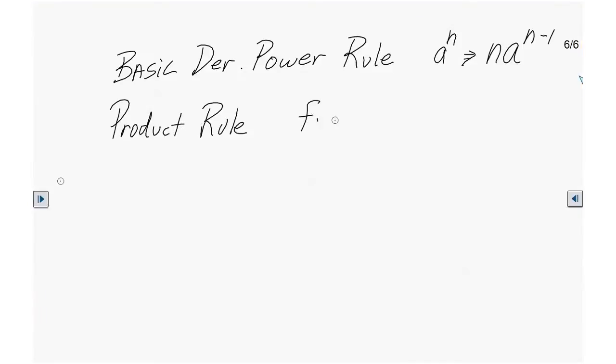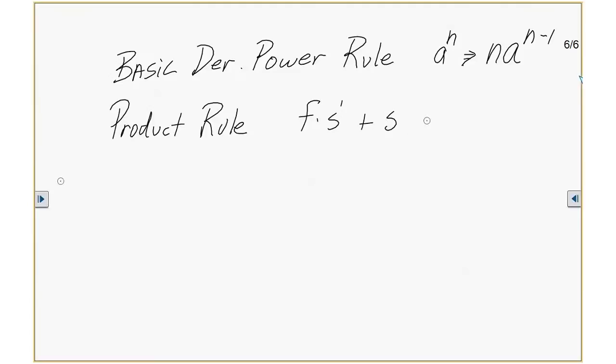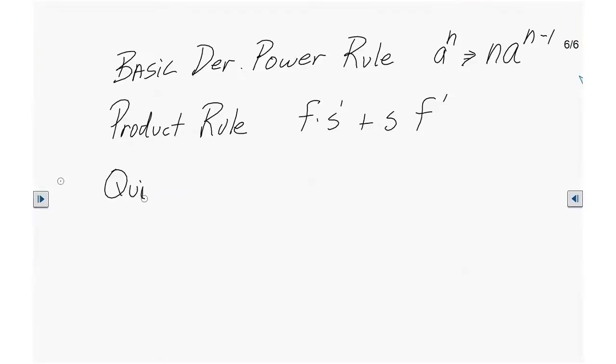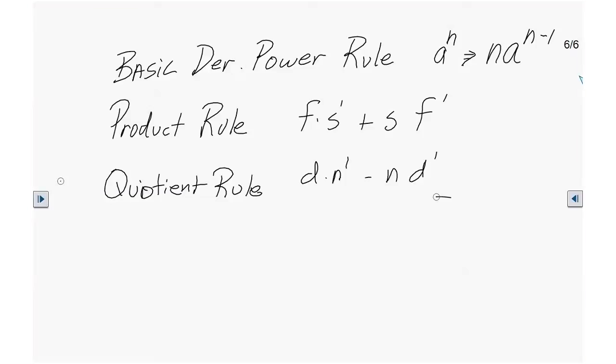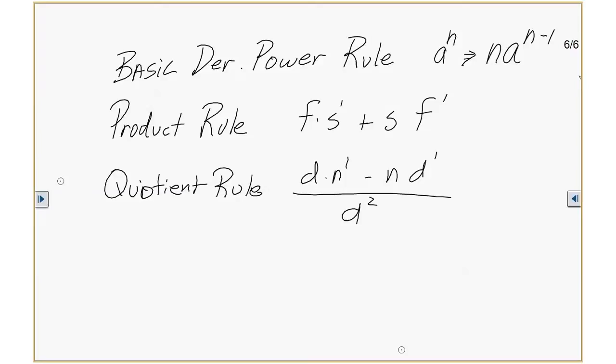First times the derivative of the second plus the second times the derivative of the what? Quotient rule. Denominator times numerator prime minus the numerator times the denominator prime over denominator what? And then what's the last rule? Chain rule.